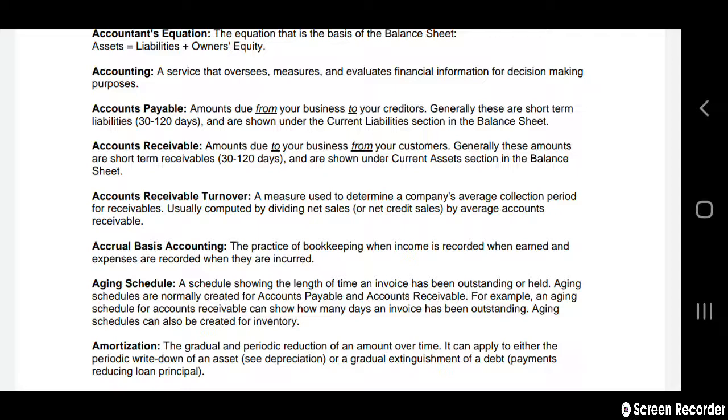Next is accounts receivable. This is the amount due to your business from your customers. You pay the amount from your business, and from your customers you get it. Generally these are short-term receivables, 30 to 120 days, and are shown under the current assets section in your balance sheet.